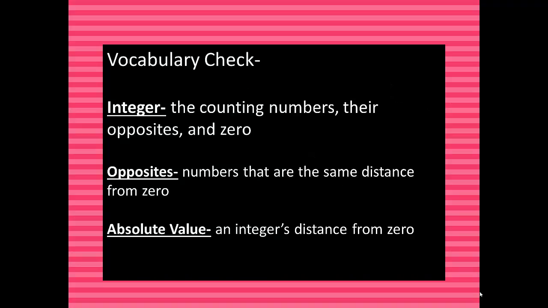We'll begin with a vocabulary check. The first word I want you to clue in on is integer. The integers are the counting numbers, their opposites, and 0. An opposite would be a number that is the same distance from 0, and then the absolute value would be the integer's distance from 0. So in order to learn this lesson, we're going to be working a lot with number lines.